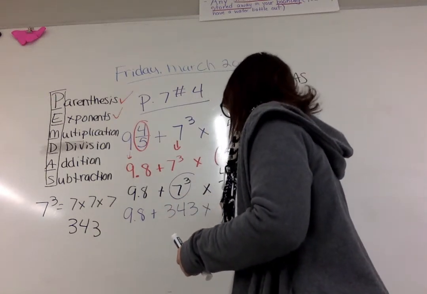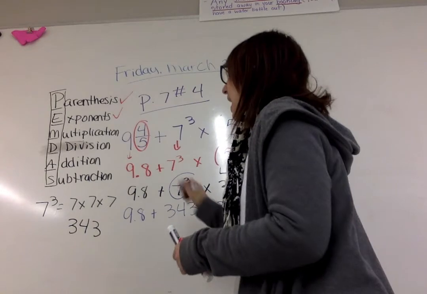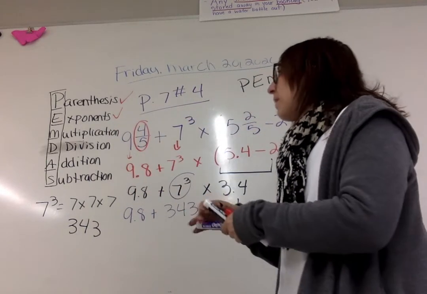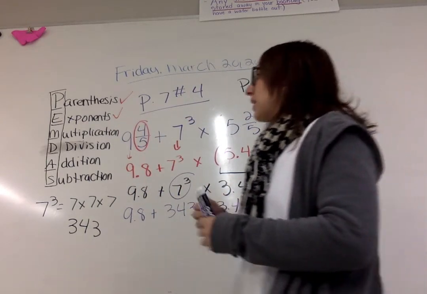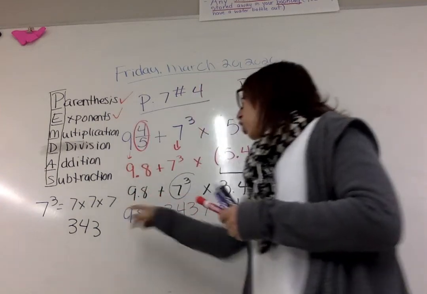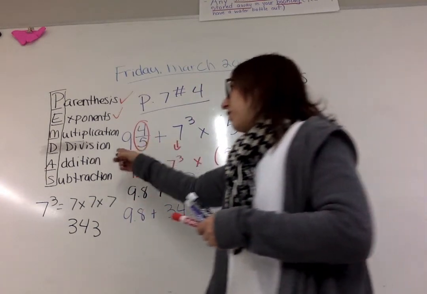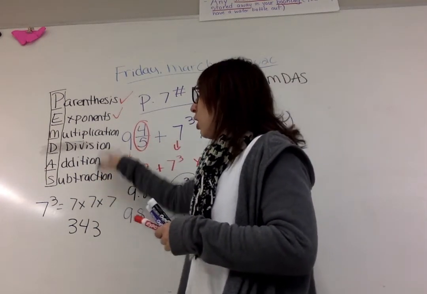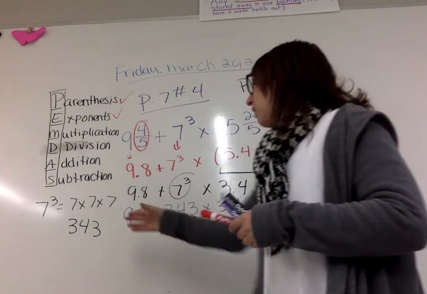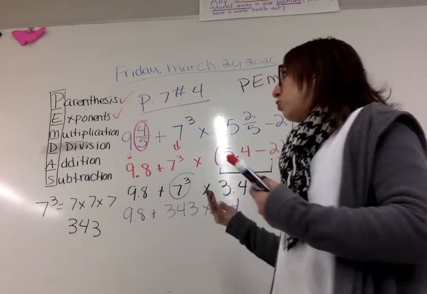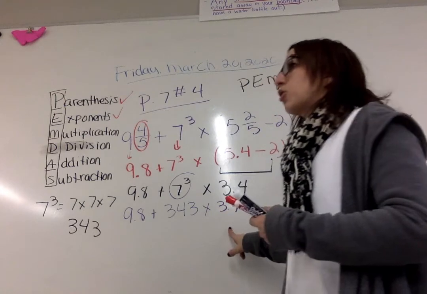Okay, times 3.4. Now I'm going to multiply. The reason why I'm going to multiply is because in PEMDAS, multiplication comes first before division, addition, and subtraction. Or multiplication and division, you read it from left to right. Whatever comes first, you do. And in this case, it's multiplication.